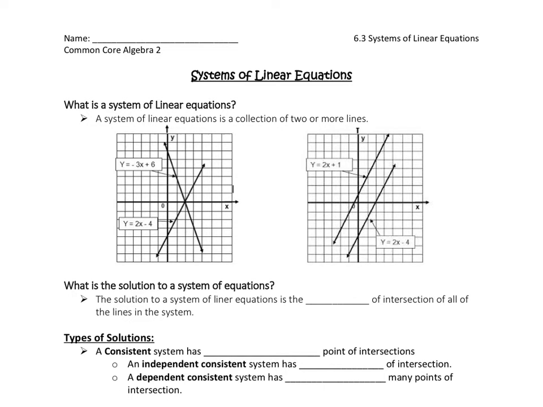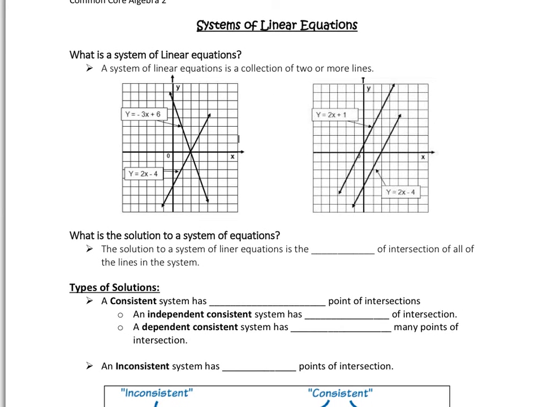Today we are beginning a new unit, Unit 6, called Systems of Equations. Today we're going to talk about systems of linear equations. The first thing that we need to understand is, what is a system of linear equations? Well, a system of linear equations is simply a collection of two or more lines. So here's an example of two lines on a graph. Here's another example of two lines on the graph.